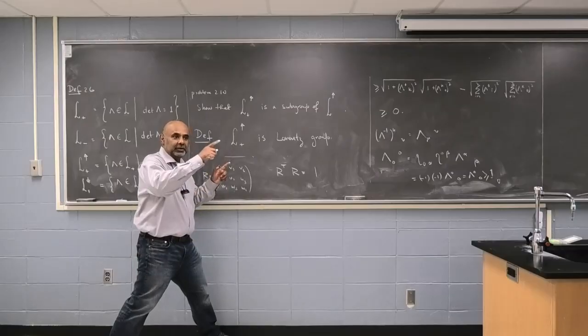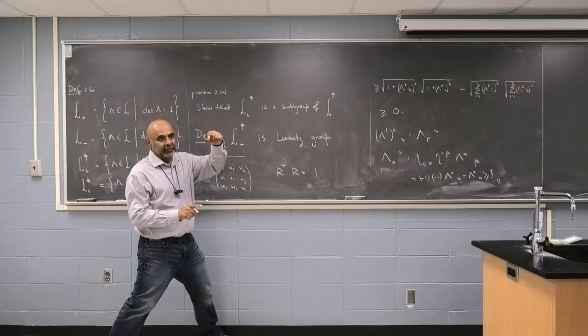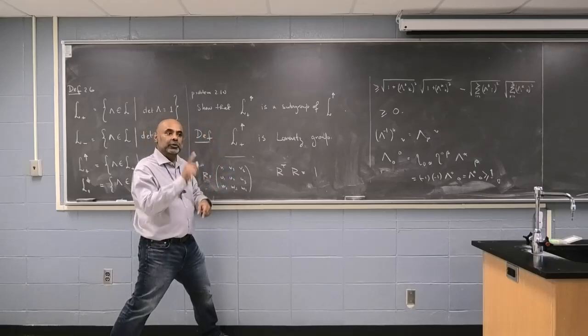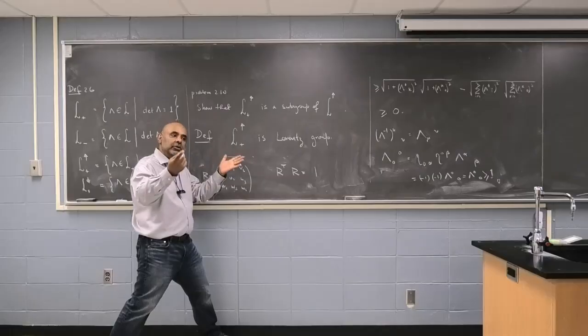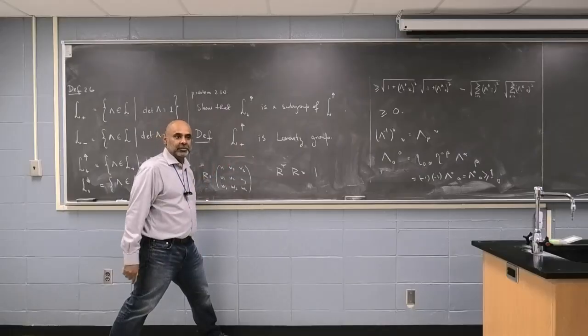Cosine alpha, sine alpha, and cosine alpha minus sine alpha, cosine alpha, sine alpha. So it'll be cosine squared plus sine squared, you'll get 1. If you take the other combination, you'll get 0.